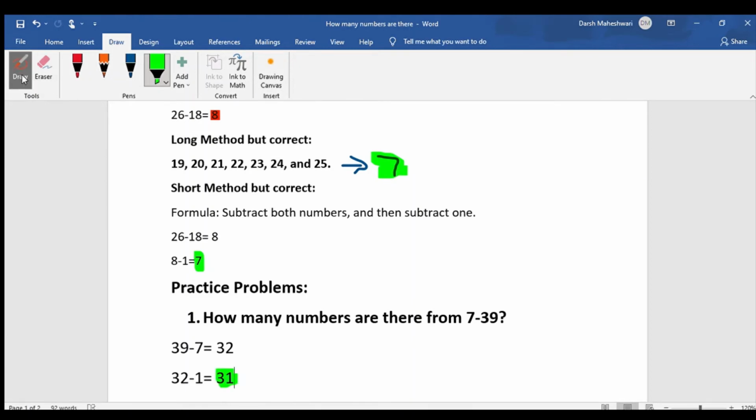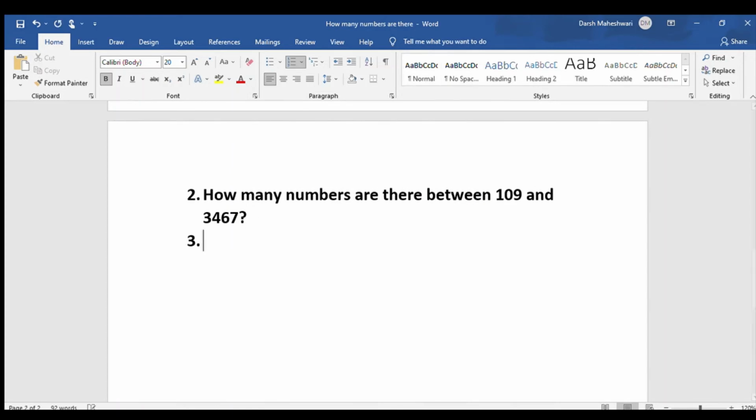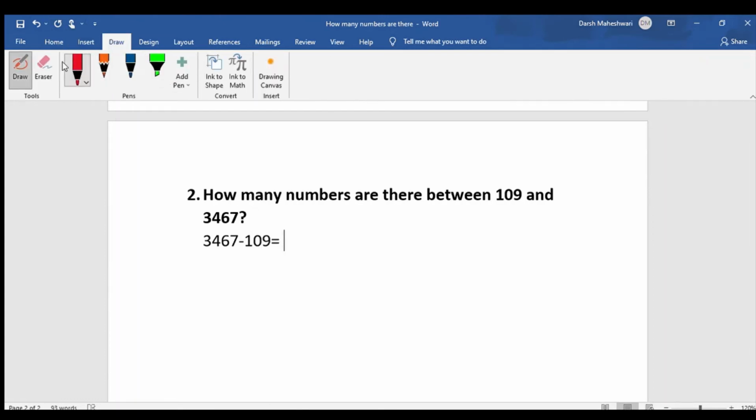Now, on the second practice problem, how many numbers are there between 109 and 3,467? Remember, first you subtract, 3,467 minus 109. I don't know how to do this in my head because it's pretty long. If you guys know how to do it in your head, good job. But I'll go ahead and do the work over here.